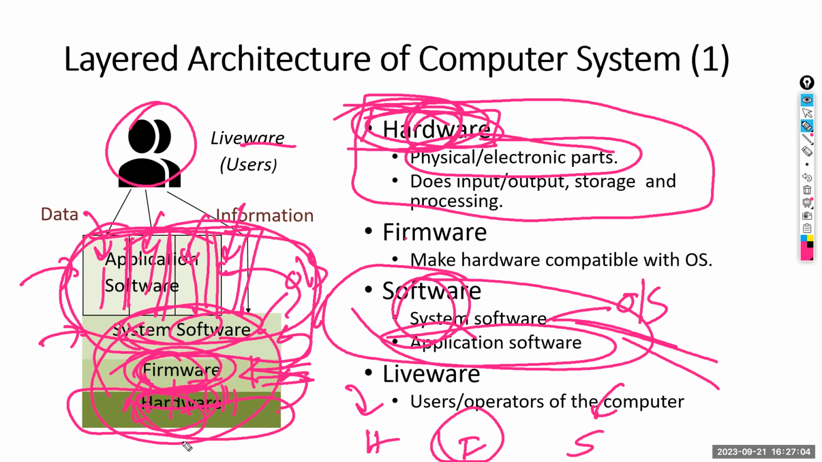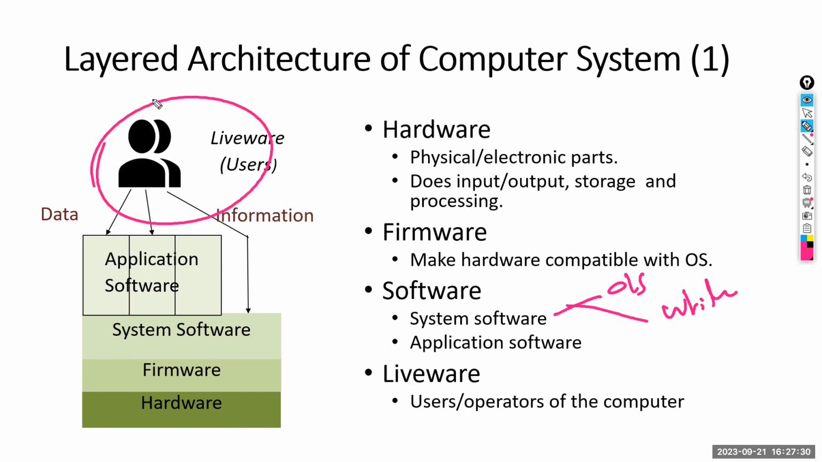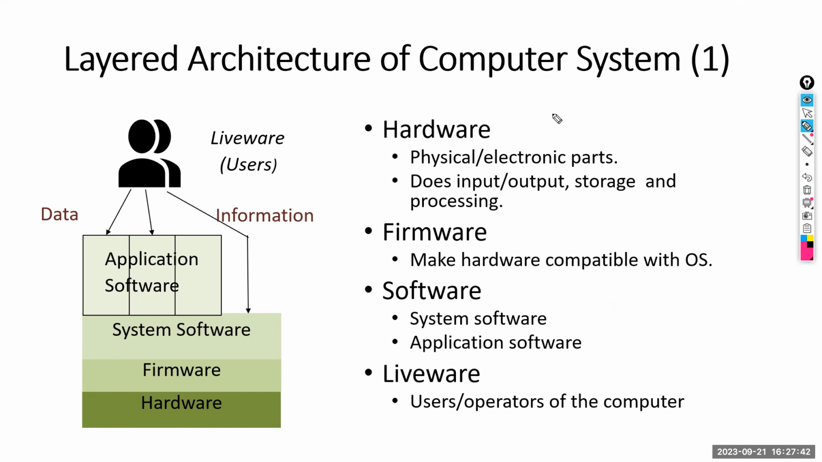Right. Now you must have a very good understanding of the layered architecture of the computer. Hardware, firmware, software. We can subdivide software into system software and application software. System software we can subdivide into the OS and other utilities. And then, of course, the users, whom we can call the liveware: anyone who is using the computer, maybe for personal things or official things. Therefore, remember, what is the purpose of a computer? We want to convert our data into information.